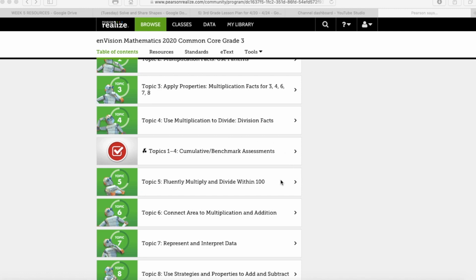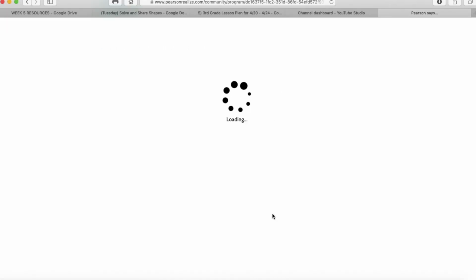We are actually going to skip topic 5, where it's still talking about multiplication and division, and move on to topic 6, which is connect area to multiplication and addition. So we are going to learn about area. Area is trying to count the units of squares that it takes to cover a certain shape. So it's actually pretty easy. You're just basically counting squares on a shape to figure out how big it is.